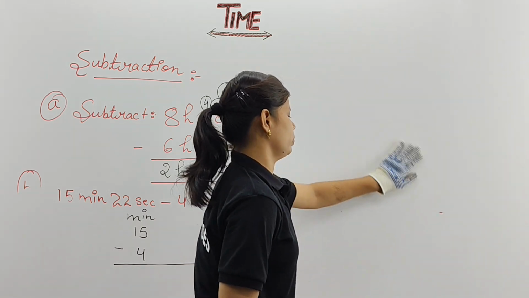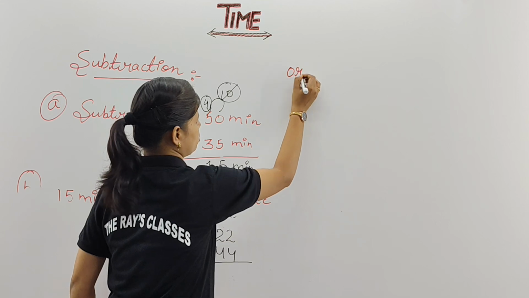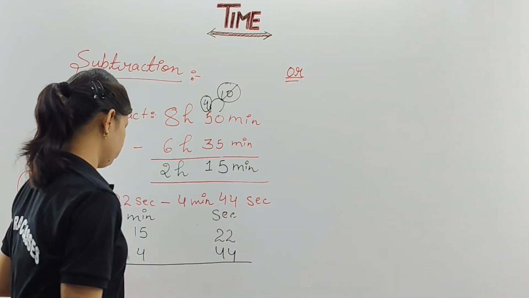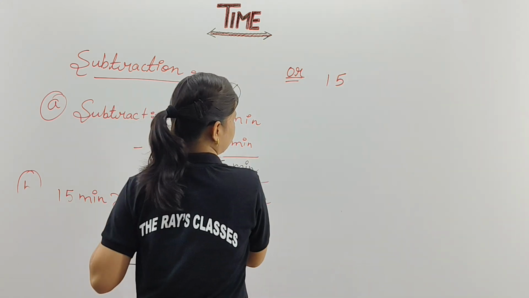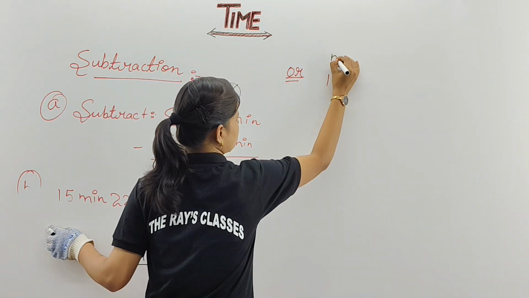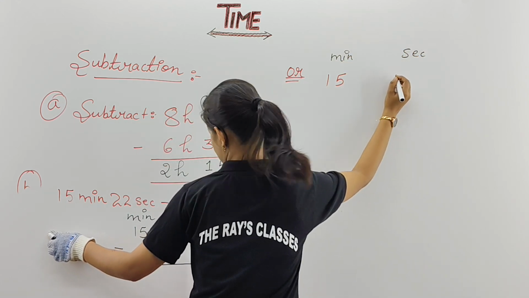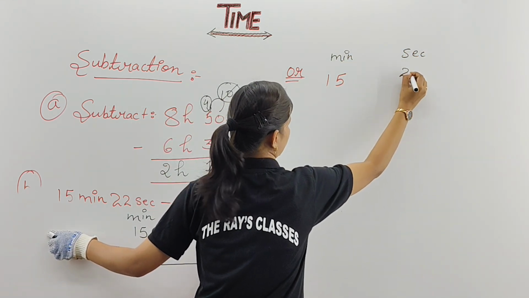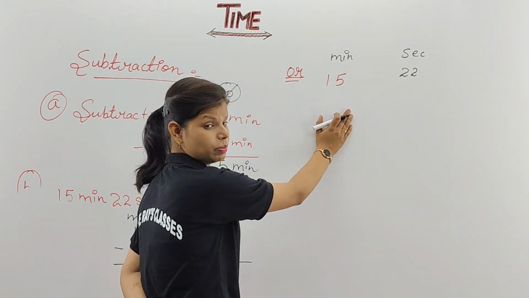So let's note down the question. What is written? Or. This is not or. This is just the second explanation of this part. Please write fast. 15 minutes. This will be your minute and this will be your second. 15 minutes, 22 seconds. Clear? I am going to explain one by one.